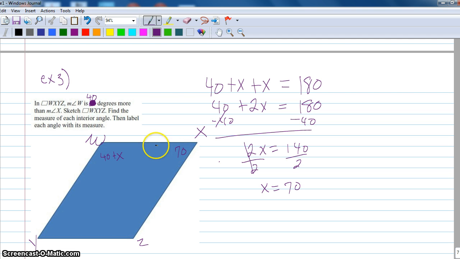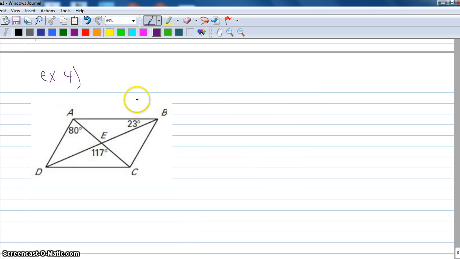If that's 70, this is 40 more than 70, which is 110. X and Y are opposite sides, which means they are equal. So this is 70. Opposite sides, they are equal, which means that Z is 110 also. Easy smeezy.